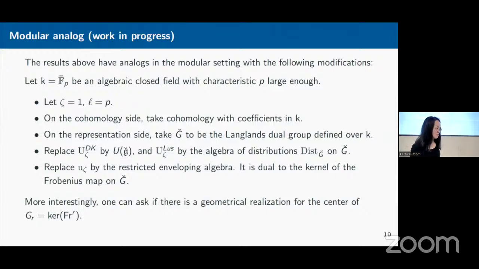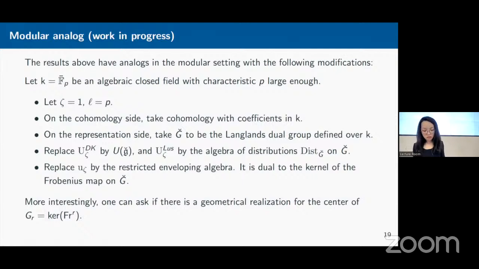And then in this situation, of course, on the cohomology side, you will need a K-vector space. So you want to take the varieties defined over C, and the coefficients of your cohomology will be in this positive characteristic. And on the representation side, you take the Langlands dual group to be defined over K. And then if you take beta to be 1, the De Concini-Kac quantum group will become just the enveloping algebra of the Lie algebra, and the Lusztig quantum group becomes the algebra of distributions on G check. So in characteristic 0, these two coincide, but in characteristic p, they do not coincide. And then the small quantum group is replaced by the so-called restricted enveloping algebra, and its representation theory is equivalent to that of the kernel of the Frobenius map on G.